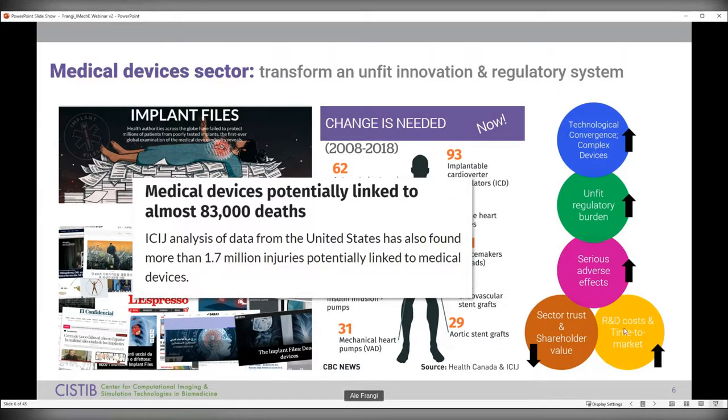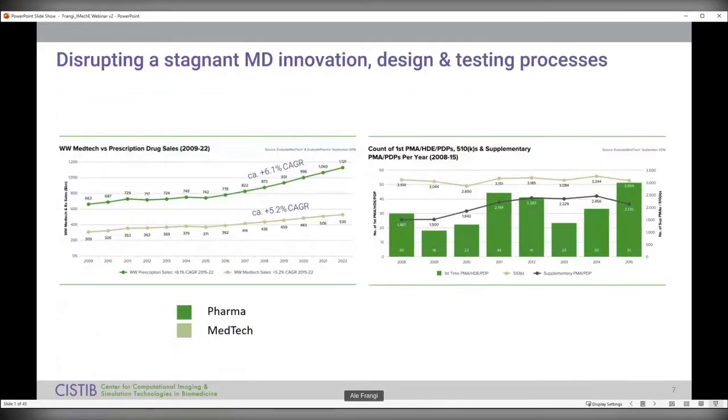And also that increases the R&D cost and the time to market for potentially very successful technologies that now have to go through a very complex process of regulatory approval.